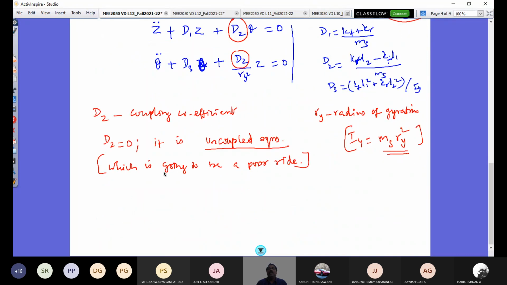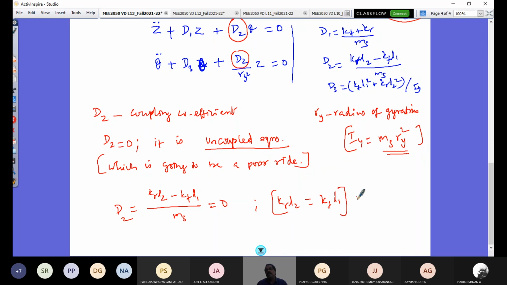When I make D2 0, what is my D2? This is the term, (KR L2 minus KF L1) by MS equals 0. So when I say this is equal to 0, that says KR L2 is equal to KF L1. So this is not preferred, not a good design. Right?